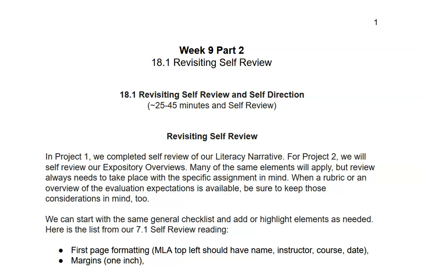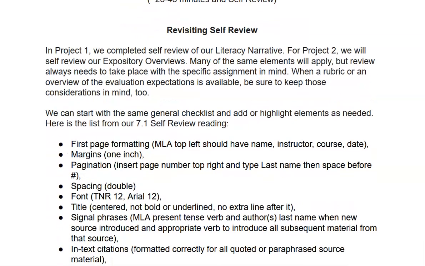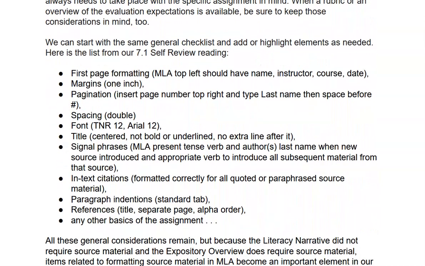When a rubric or an overview of the evaluation expectations is available, be sure to keep those considerations in mind too. We can start with the same general checklist and add or highlight elements as needed. Here's the list from our 7.1 self-review reading.